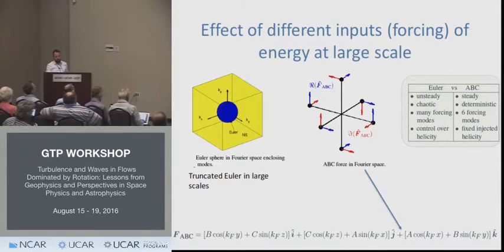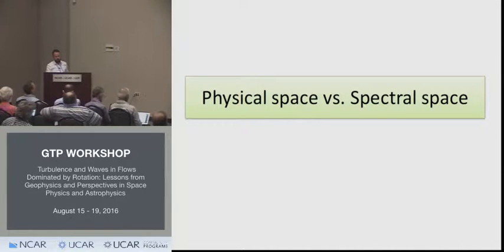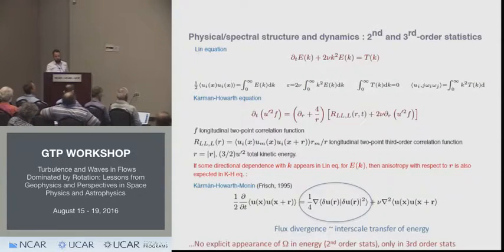I'm going to move on to the question, do we see waves in rotating turbulence? So I'll go back to the analogy between physical and spectral space. In spectral space, we have the Lin equation, the equation for the spectra here, which can depend on the orientation of the wave vector and not only on the wave number. So that's what I showed previously. You have the unsteady term in the Lin equation, you have the dissipative term, and you have nonlinear transfer of energy between different scales in the flow.